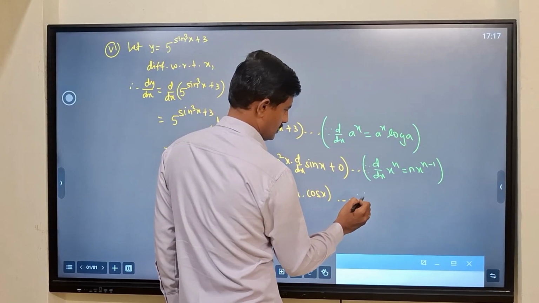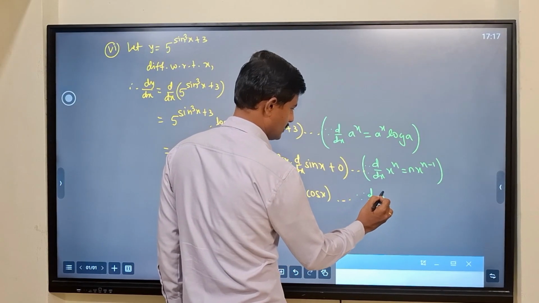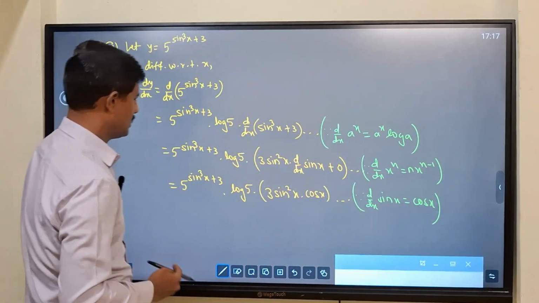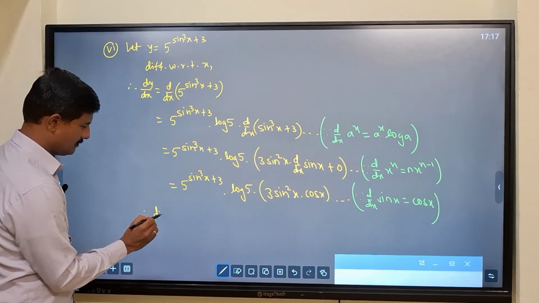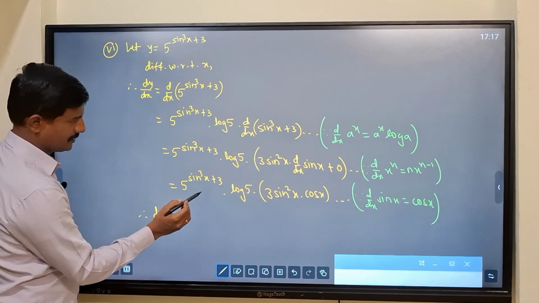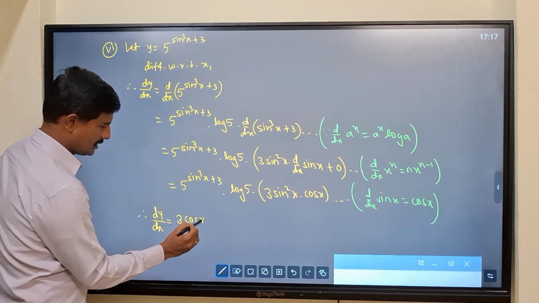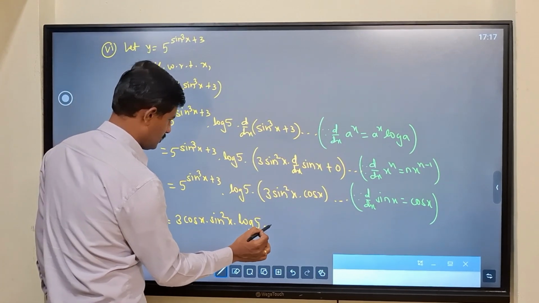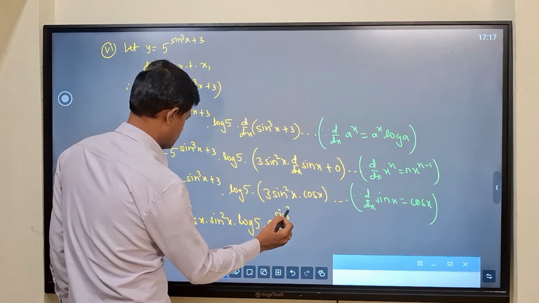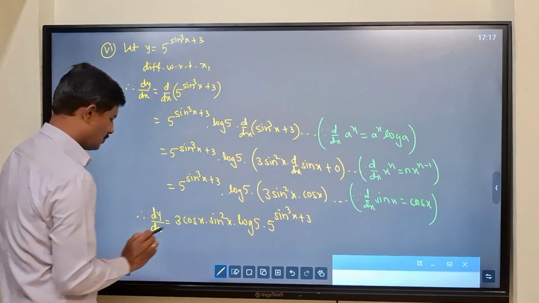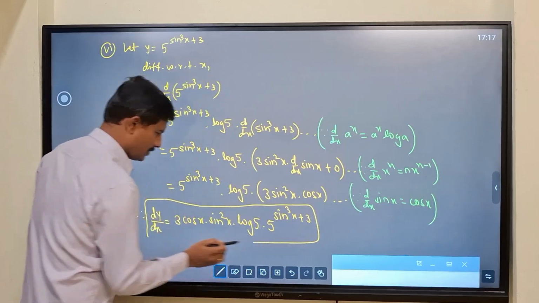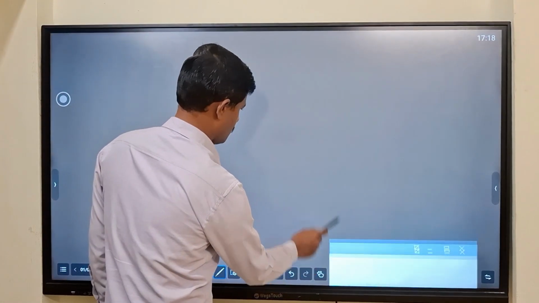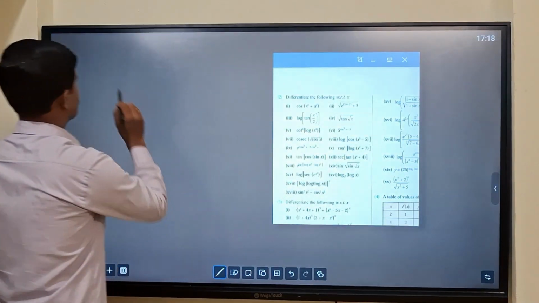So d/dx of sine x is equal to cos x. And last we will arrange these terms. dy by dx is equal to 3 cos x into sine square x into log 5 into 5 raised to sine cube x plus 3. If you don't want to do this step, it's okay. You can stop your answer at this step. Now, next one.